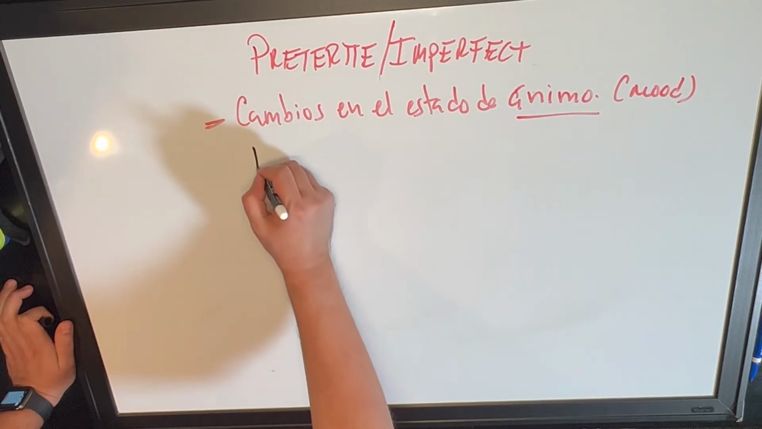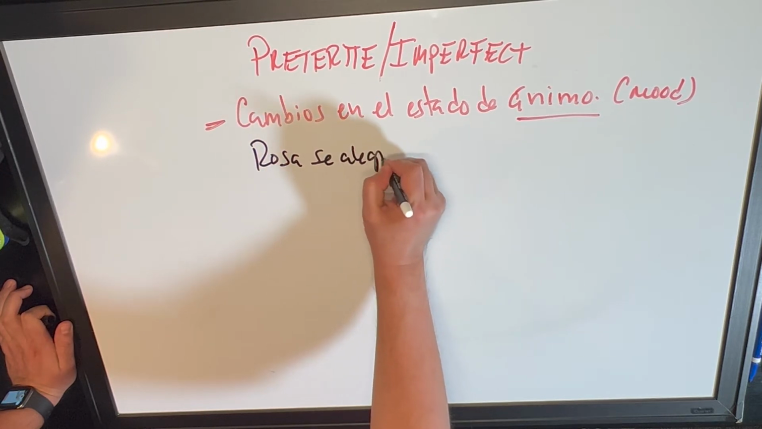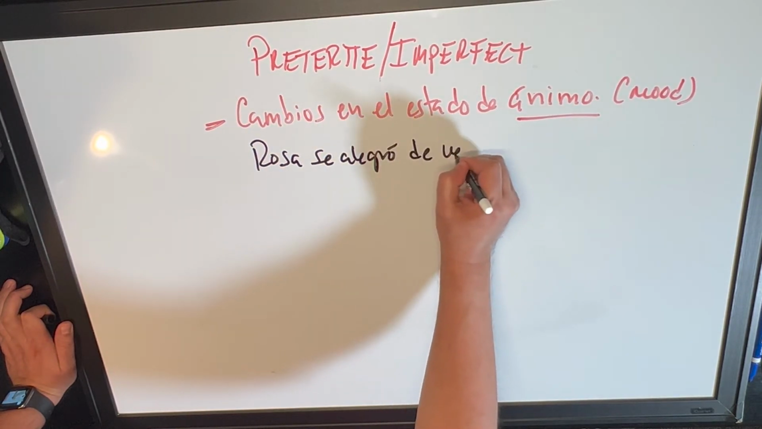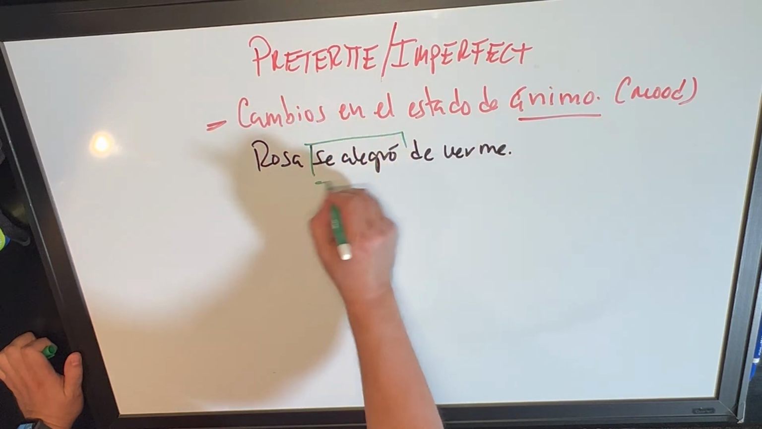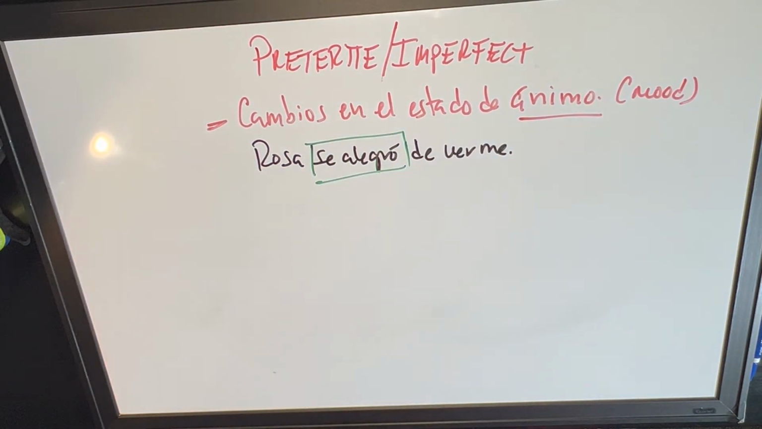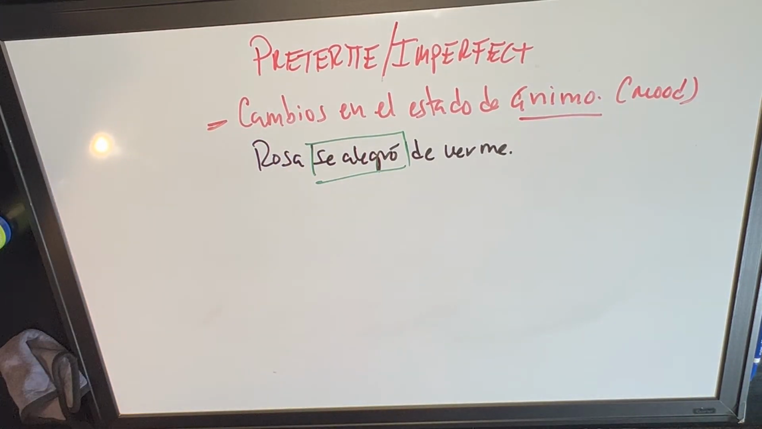I can say, Rosa se alegró de verme. This is a reflexive verb, by the way. Se alegró de verme. So she was very natural, very normal, and then she saw me and she was all of a sudden very happy, right? She got really happy when she saw me. This is a change in the mood in the past.